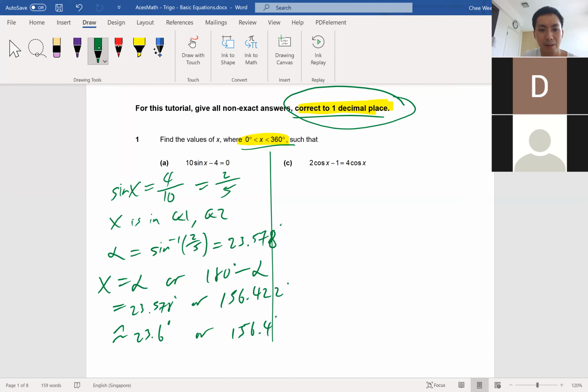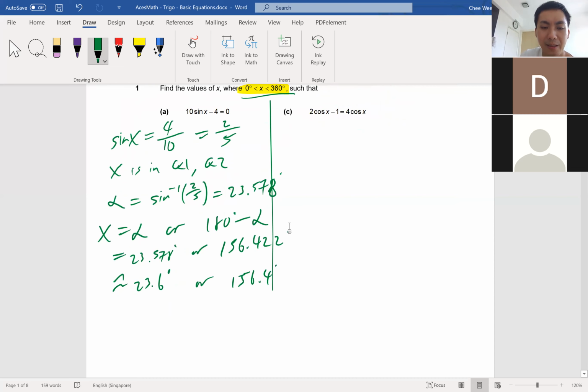Can you just keep it like 23.6 and 156.4 and then write 1 dp? Okay, so that means you are saying I will not write this line, is it? Yeah, and then just write 1 dp.